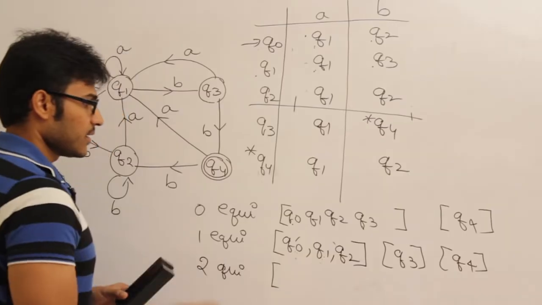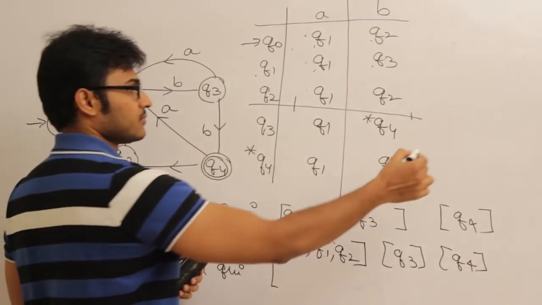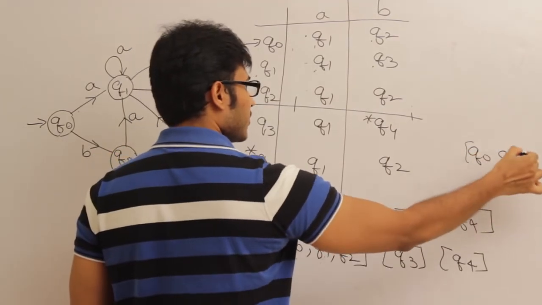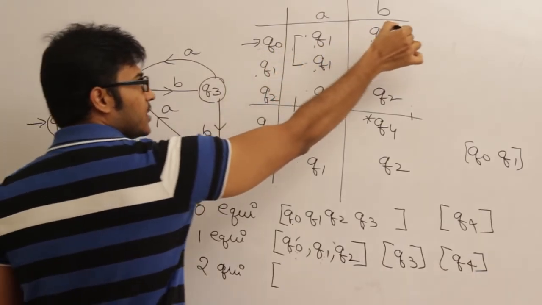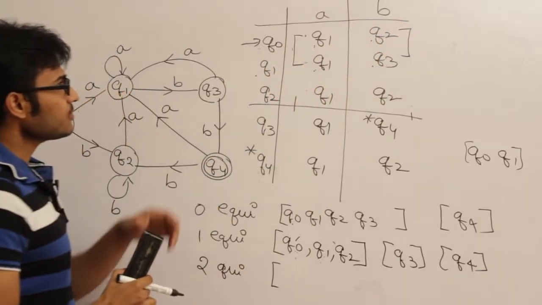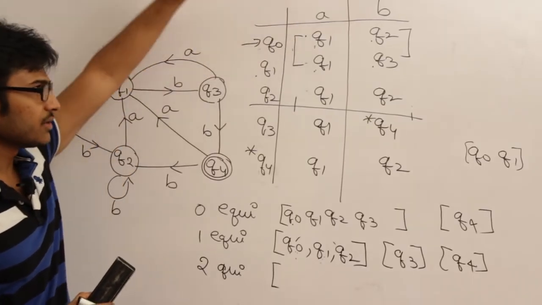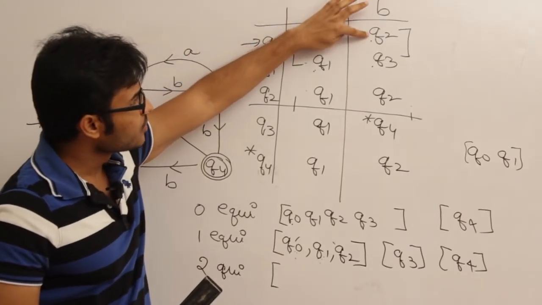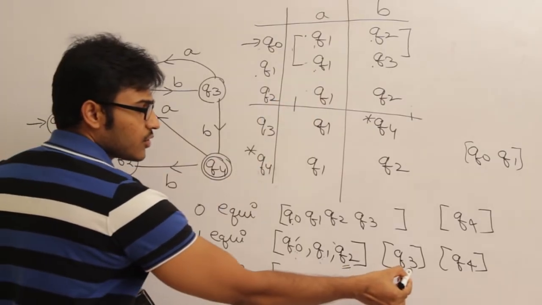Now let us take Q0 and Q1 and see if they are equivalent or not. These are the outputs I need to see. Q0 and Q1 both go to Q1 on A, which is not a problem because they go to the same state. Now on B, one is going to Q2, the other is going to Q3.